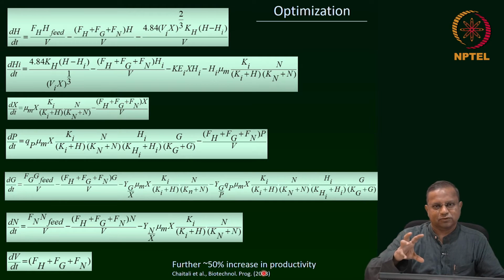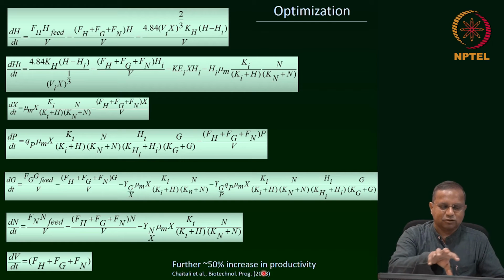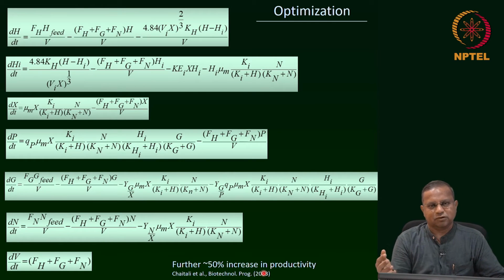Okay. So, we have a better method of oxygen supply. Not just that, you go about optimizing based on the known behaviors and so on. We got a further 50% increase in productivity. That was experimentally shown, right.